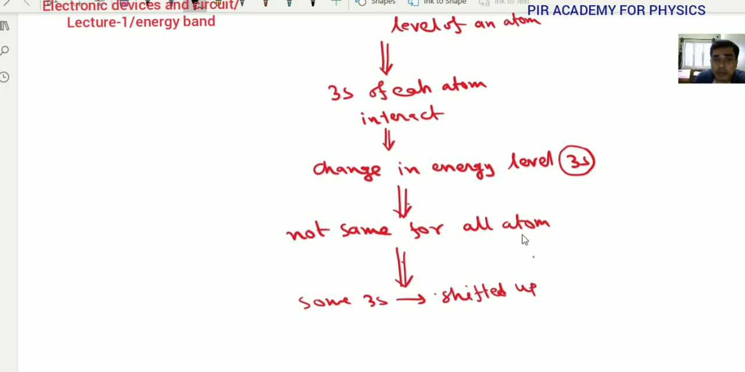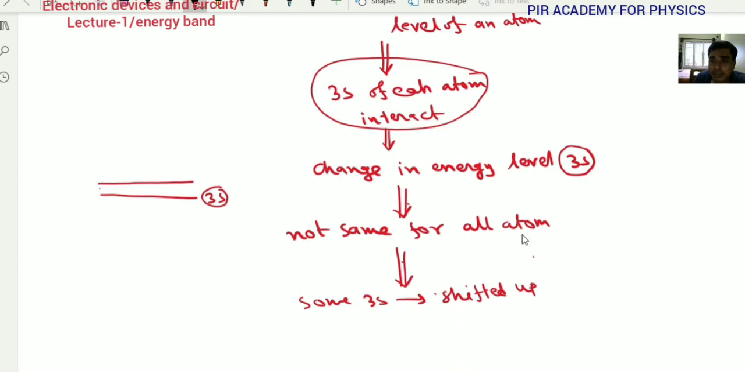That means suppose this is the actual 3s energy level. But due to this interaction, the change in the 3s energy level, some will be shifted upward and some 3s energy levels are pushed down. That means another energy level is pushed down like this.